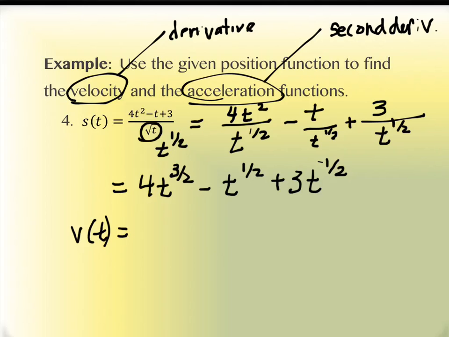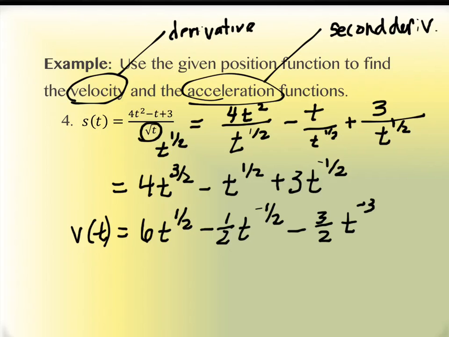How do I take this 4, what do I do with this piece right here? 4t to the 3 halves. Yeah, 4 times 3 halves. What's 4 times 3 halves? It is 6. 6t to what power? 1 half. Very good. t to the 1 half will become what? 1 half t to the negative 1 half. And then the 3t to the negative 1 half will become, oops, negative 3 halves t to the negative 3 halves.